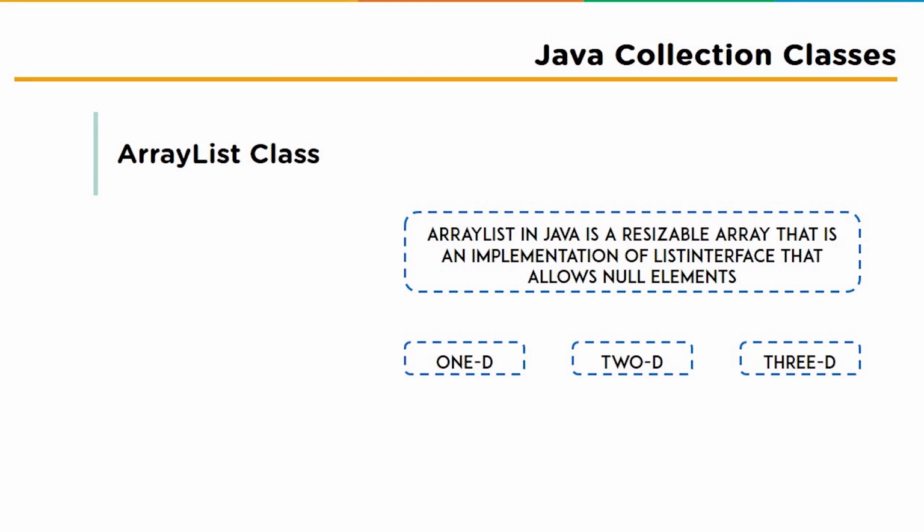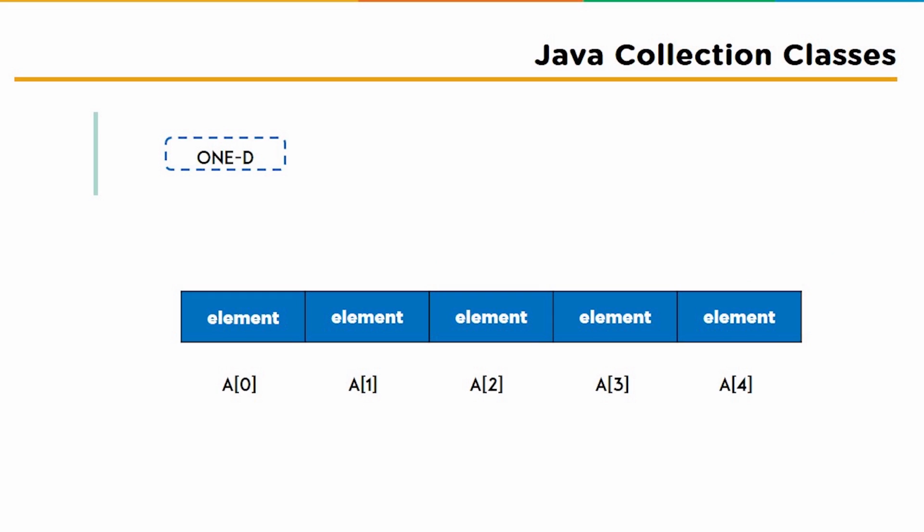Array list in Java is a resizable array that is an implementation of the list interface that allows null elements. In this class we have three types of arrays, which are one-dimensional arrays, two-dimensional arrays, and three-dimensional arrays. Now let's check out the one-dimensional array. A one-dimensional array looks similar to this, where we have the array index and the element present in the array. So here our indexes are 0, 1, 2, 3, and 4, and the elements which are shown here.